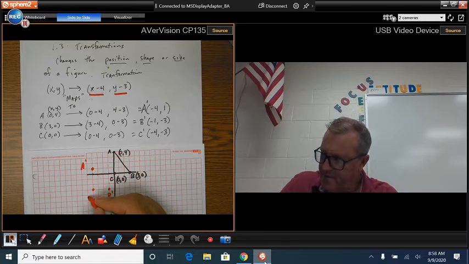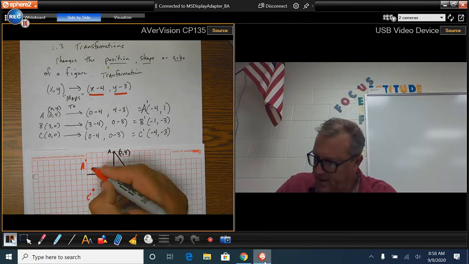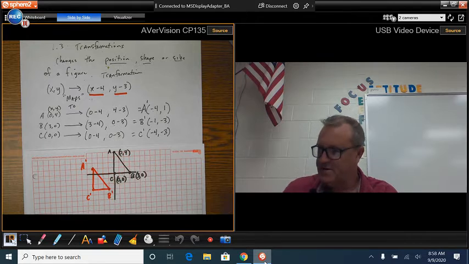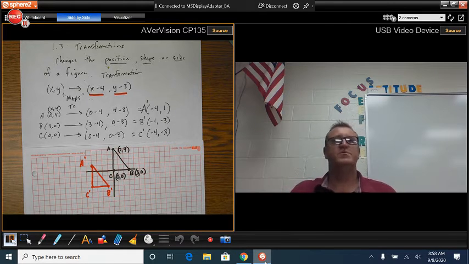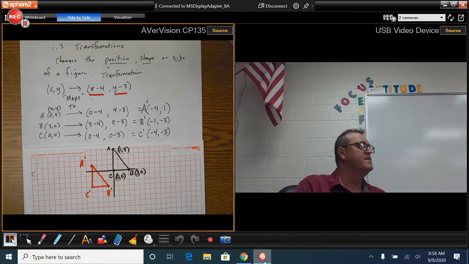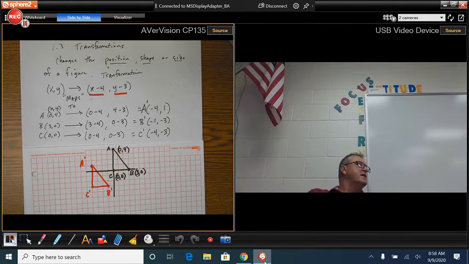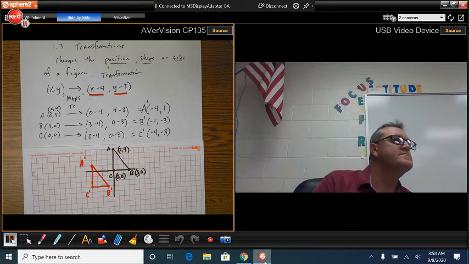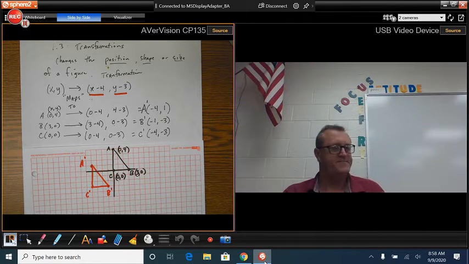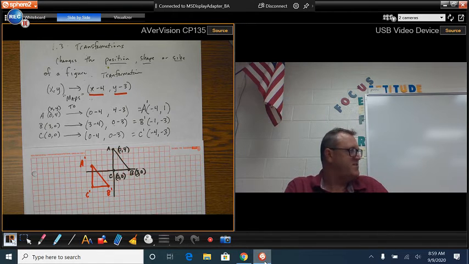I'm going to connect those. I'm not going to use a straight edge. Just keep it as straight as possible. Can everyone see how this moved to the left 4 units and down 3 units? Deacon, you got it? Can you see it? Okay. All right. Pretty easy. No, I don't think that's too difficult.